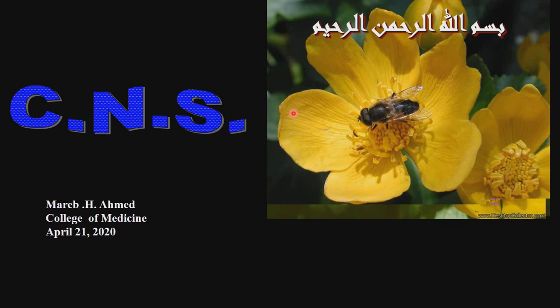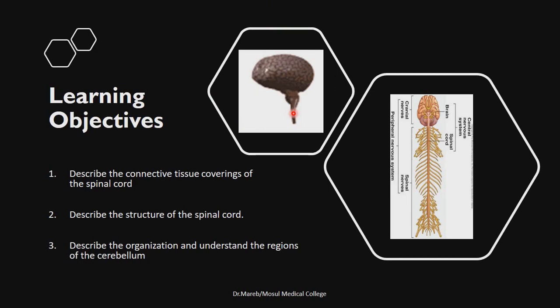Dear student, today I will give you the second lecture of the central nervous system histology. Learning objectives. Number 1. Describe the connective tissue coverings of the spinal cord. Number 2. Describe the structure of the spinal cord. Number 3. Describe the organization and understand the regions of the cerebellum. So today we will study the spinal cord and the cerebellum.